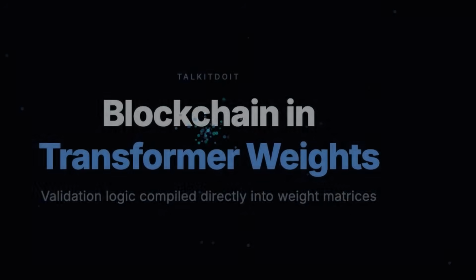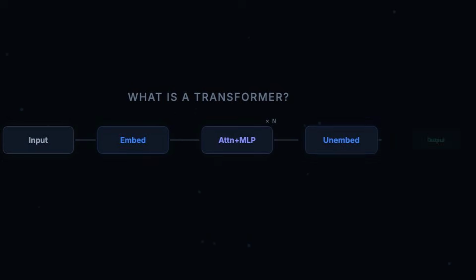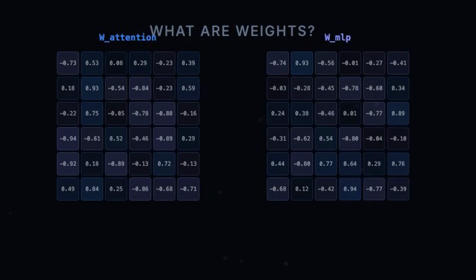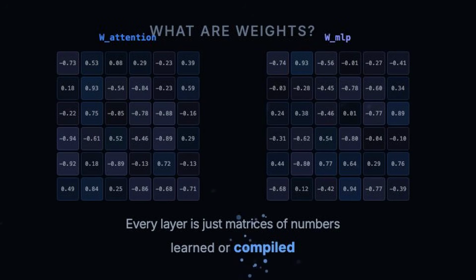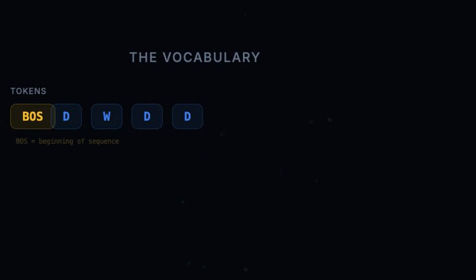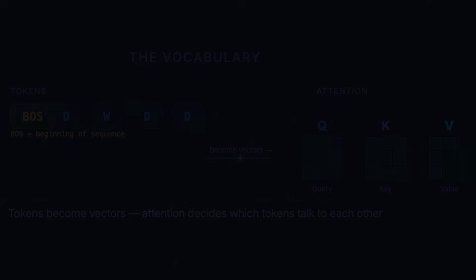So here's a very quick overview of what I've done. Some of the flow around a transformer's weights: with the inputs, the embeds, multi-attention heads, multi-layer perceptrons, weights, multi-dimensional, just matrices of numbers. Ours are compiled, not learned. So the vocabulary, you can see the BOS and the vectors of Q, K, and V.